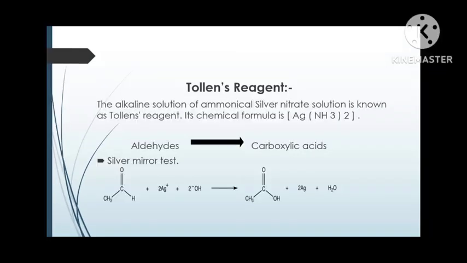Then comes Tollens' reagent. It is an alkaline solution of ammoniacal silver nitrate. It is a mild oxidizing agent that oxidizes aldehyde groups to their respective acids, and it gets reduced. It is a chemical reagent that is used to distinguish between aldehydes and ketones.